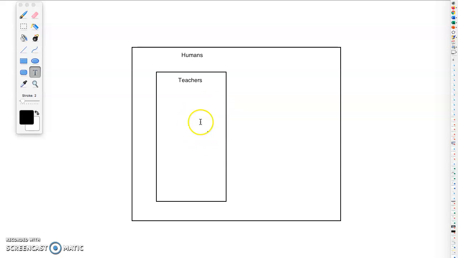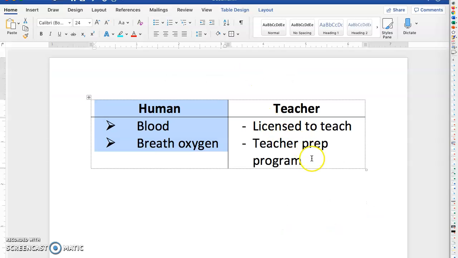And since teachers are a subcategory of humans, any properties that humans have, teachers also have. So for example, because teachers are a type of human, and humans have blood and breathe oxygen, that means all teachers must also have blood and breathe oxygen. But it does not work in reverse order. Not all humans are teachers.